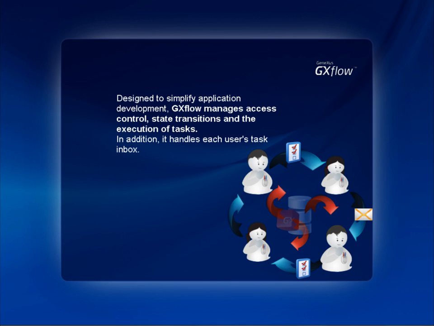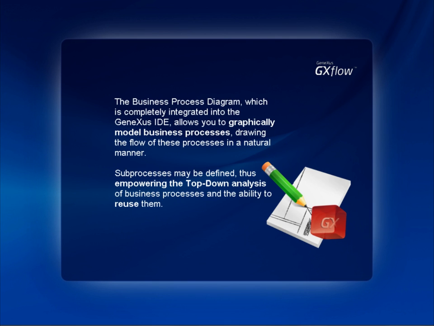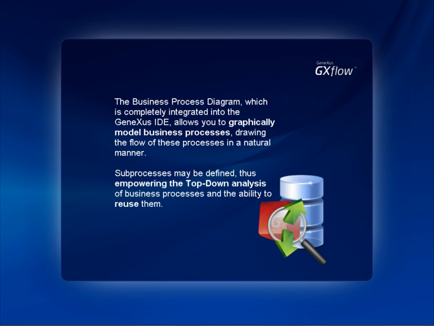Designed to simplify application development, GXflow manages access control, state transitions, and the execution of tasks. In addition, it handles each user's task inbox. The business process diagram, which is completely integrated into the GeneXus IDE, allows you to graphically model business processes, drawing the flow of these processes in a natural manner. Sub-processes may be defined, thus empowering the top-down analysis of business processes and the ability to reuse them.